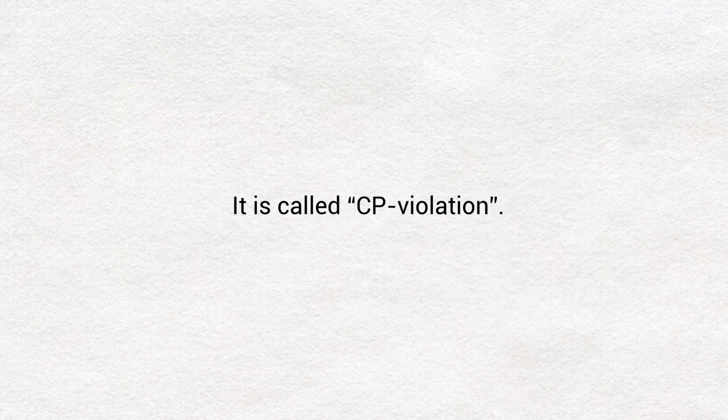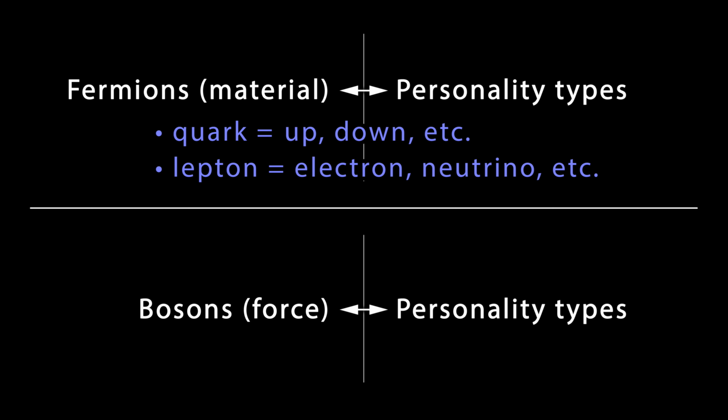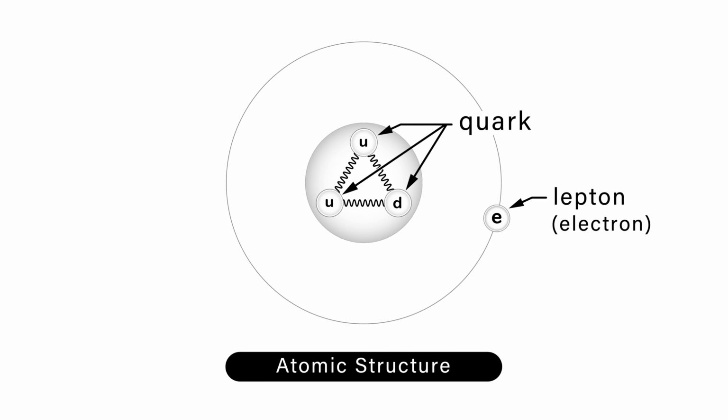In order to show the mechanism of CP violation, we use the structure of quarks. As already discussed, particles are divided into fermions and bosons. In this section, we are analyzing the isomorphism between fermions and Enia types. Fermions are categorized into quarks and leptons, as illustrated. Quarks can be considered the core of matter, because the core of an atom is made up of quarks.